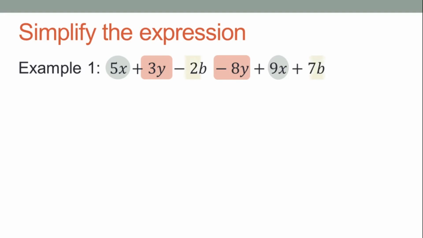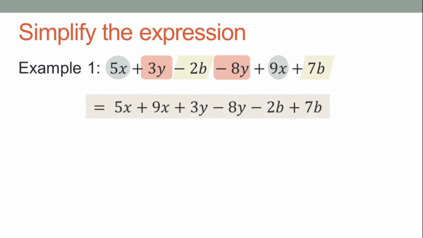Also, minus 2b and positive 7b have the same variable of b as well as the same power of 1. And hence that is the next pair of like terms. We'll collect these like terms and write them together in this way. 5x plus 9x plus 3y minus 8y minus 2b plus 7b.